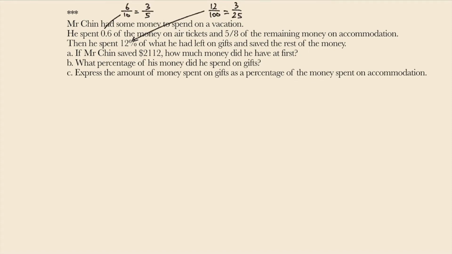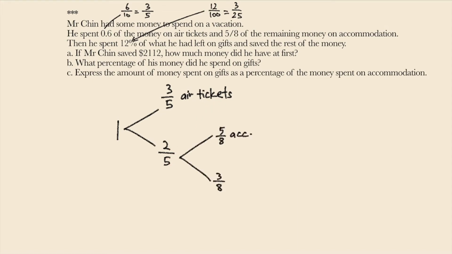And let's do exactly that. 0.6 is written as 6/10, which is 3/5. 12% is written as 12/100, which is 3/25. So now we can make it look like a branch method diagram. So 3/5 on air tickets, 2/5 left. 5/8 of the remainder on accommodation, 3/8 left.